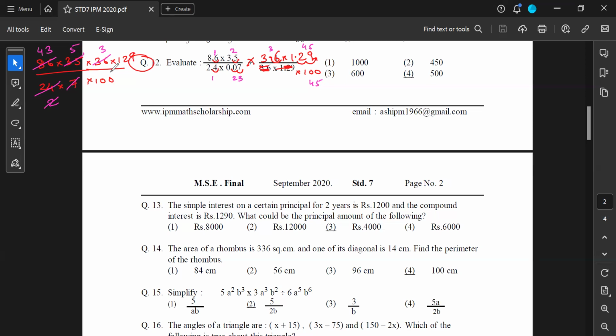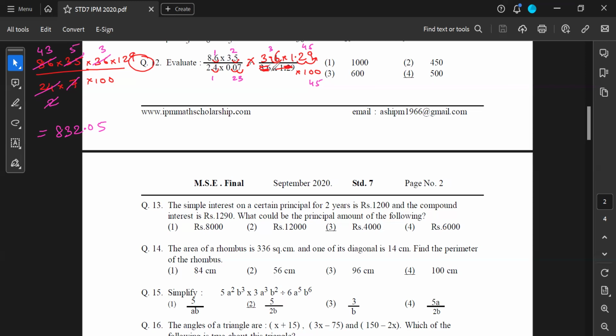I don't think it's going to give me the answer. I used the calculator to just cross verify. So the multiplication is going to give me 83205 divided by 100, which means 832.5, which is not matching with any of the answers. Okay, so I will have to get back to you on this.